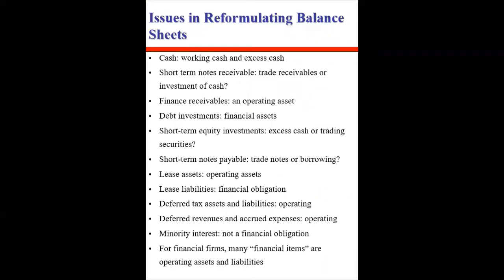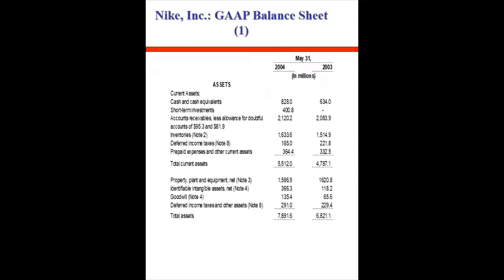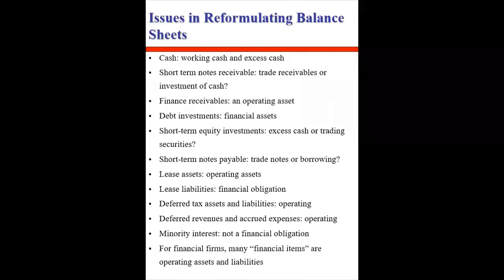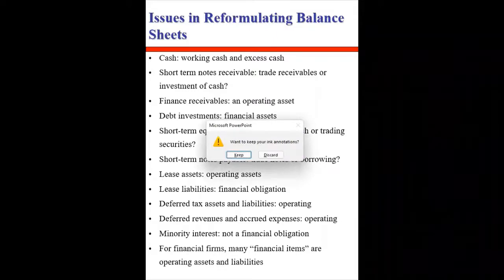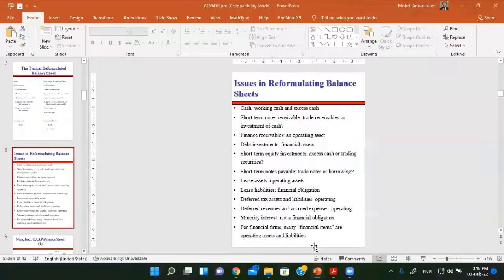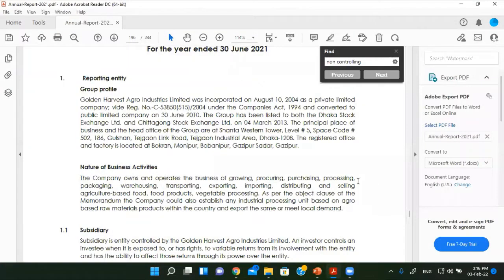So what I was saying, that we need to have a clear idea about the business first before making the reformulation work. Okay. So now the question is, from where will I come to learn what the business is, what this business is about, and what kind of activities this business does. Okay. So let me take you to the financial statement notes of Golden Harvest Agro Industries Limited.